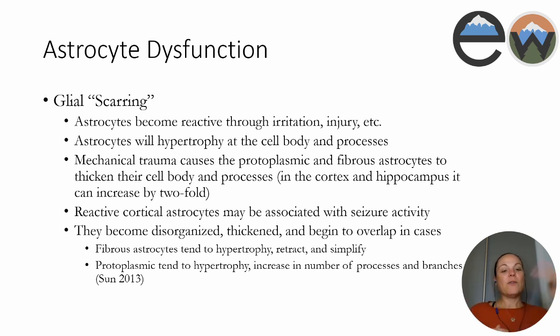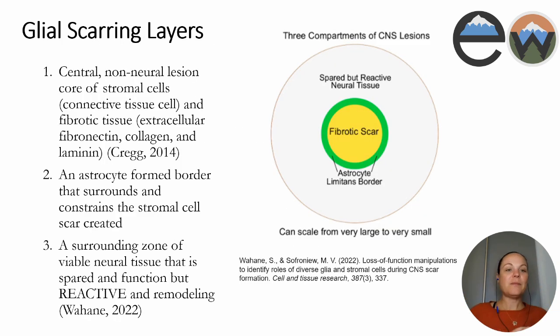If we break it down, those fibrous astrocytes that might help a little bit more with the structure will hypertrophy, they will retract, and they will simplify. So they become kind of just stout in their presentation. The protoplasmic astrocytes will hypertrophy, but they'll have an increase in the number of processes and branches as well. Just interesting.